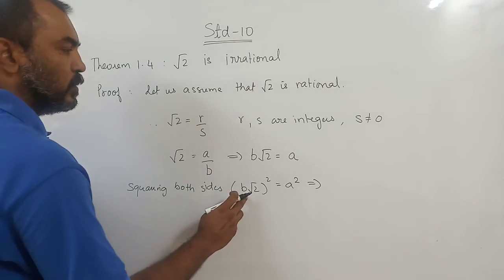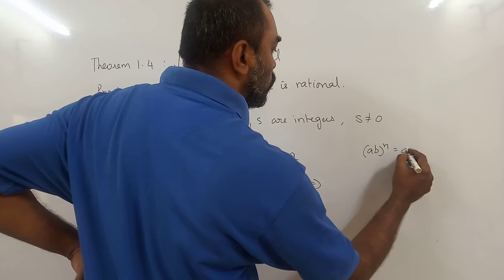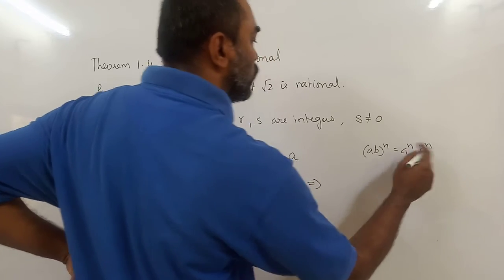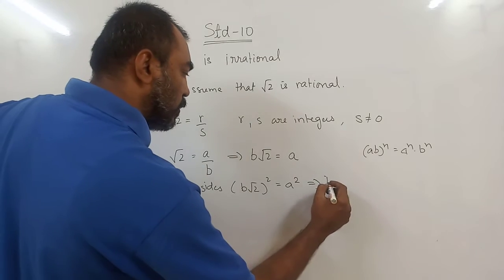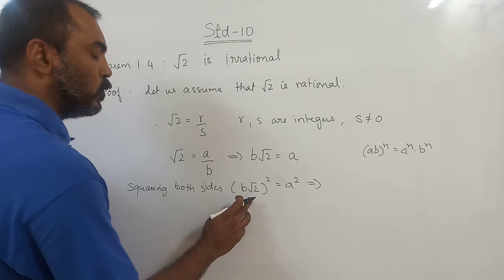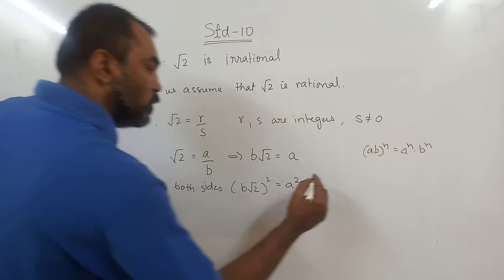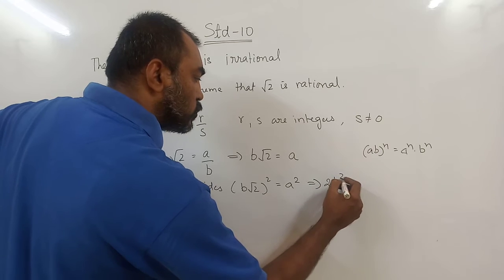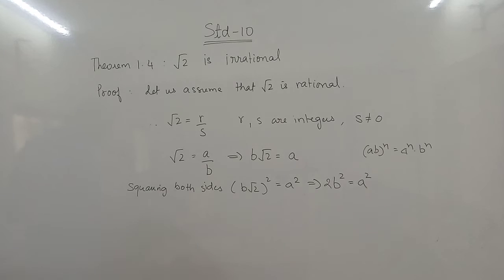Again the simplification: you know that (ab) raised to n equals a raised to n into b raised to n. In the 9th you did this. So b square we will get, and root 2 into root 2 is root 4, root 4 is 2. So we get 2b square equal to a square. Clear till here? 2b square equal to a square.